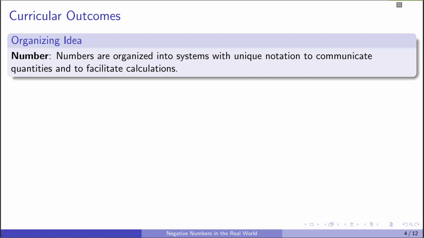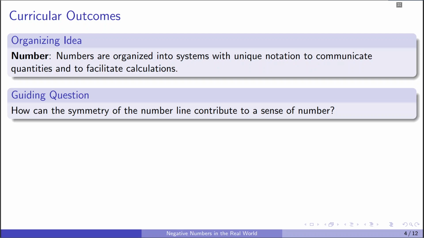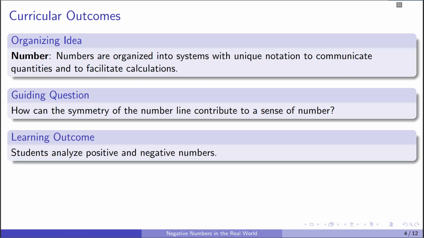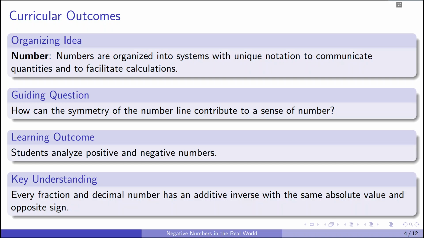Our organizing idea is that numbers are organized into systems with unique notation to communicate quantities and to facilitate calculations. Our guiding question: how can the symmetry of the number line contribute to a sense of number? Our learning outcome: students analyze positive and negative numbers.